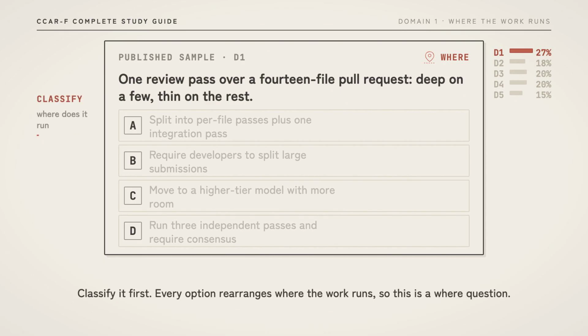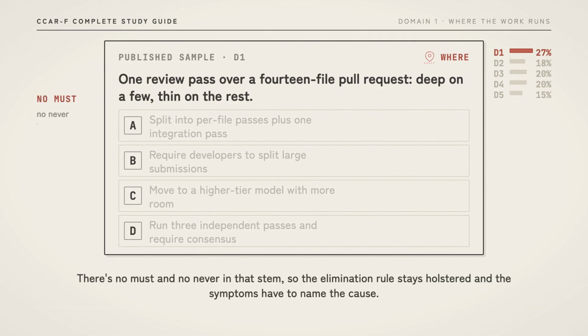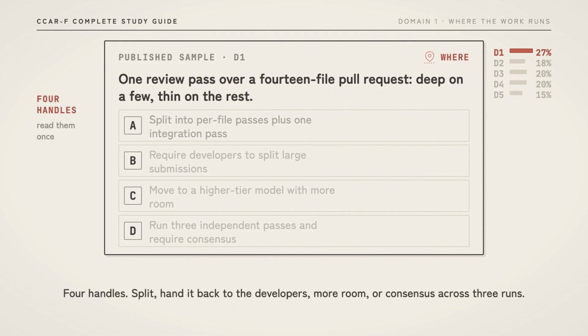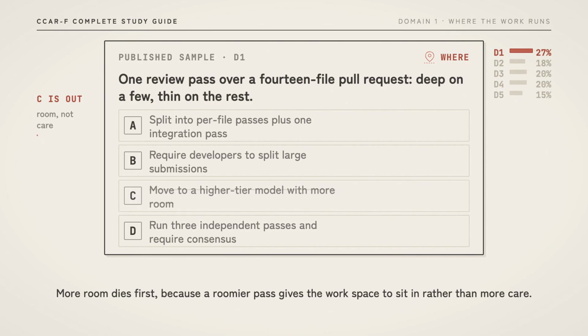Classify it first. Every option rearranges where the work runs, so this is a where question. There is no must and no never in that stem, so the elimination rule stays holstered and the symptoms have to name the cause. 4 handles. Split, hand it back to the developers, more room, or consensus across 3 runs. More room dies first because a roomier pass gives the workspace to sit in rather than more care.